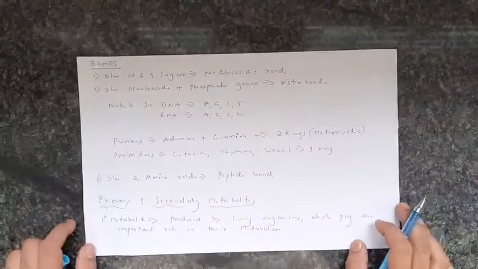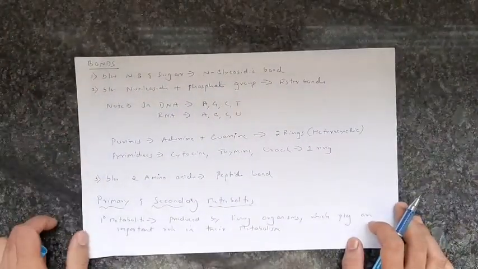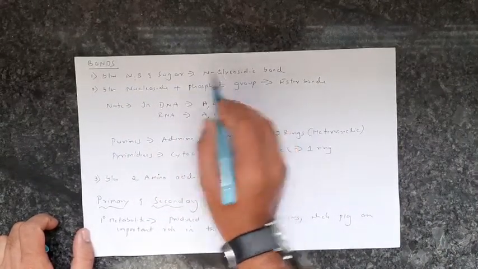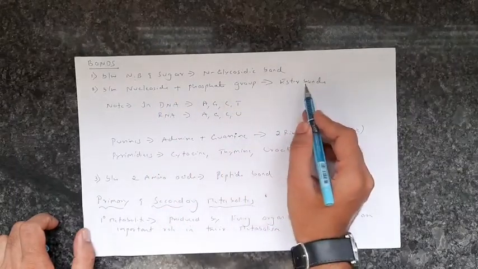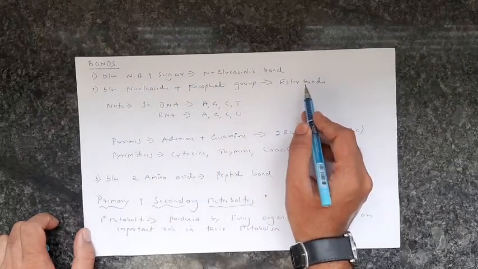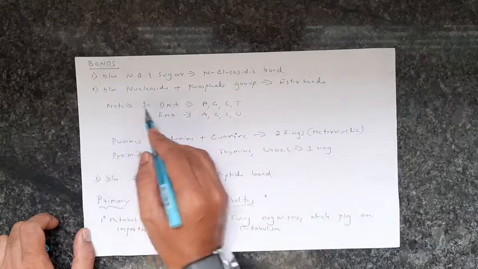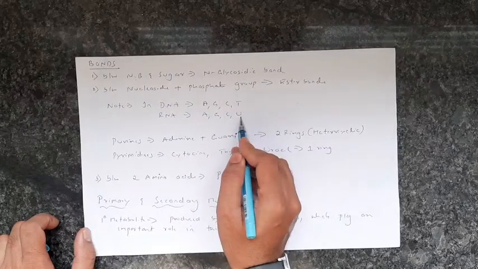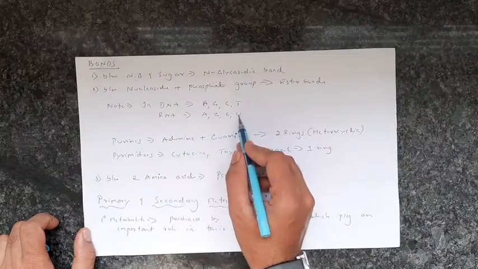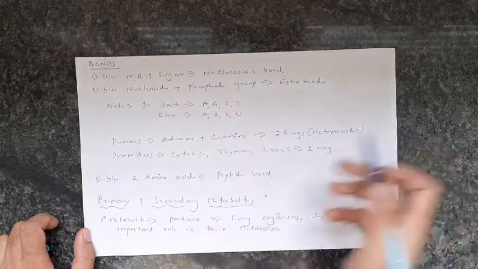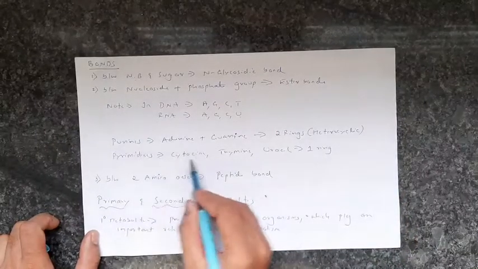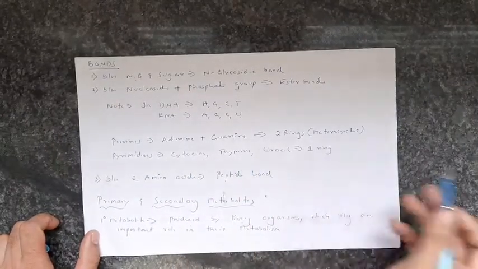Easy. Now this is very important. You could expect at least one question from this bonds part. Linkages between nitrogenous base and sugar, N glycosidic bond. Between nucleoside and phosphate group, ester bonds. What kind of ester bonds? Phosphodiester bonds. Note, in DNA, adenine, guanine, cytosine, thymine is present. In RNA, adenine, guanine, cytosine, uracil is present. That means in RNA, thymine is absent, whereas in DNA, uracil is absent. Purines, adenine, guanine, have two rings, hence heterocyclic. Pyrimidines, cytosine, thymine, uracil. How many rings? Only one ring. So it should be easy.